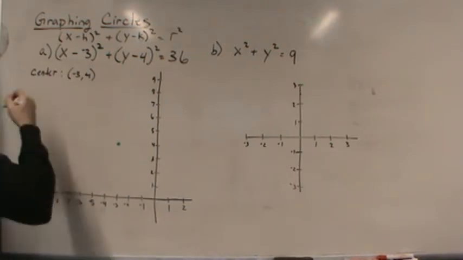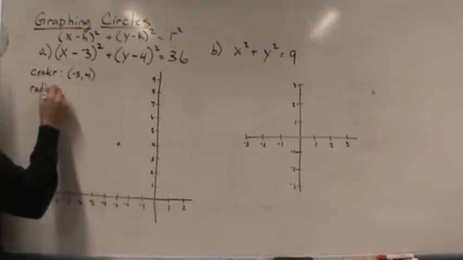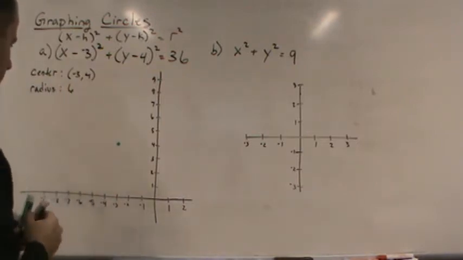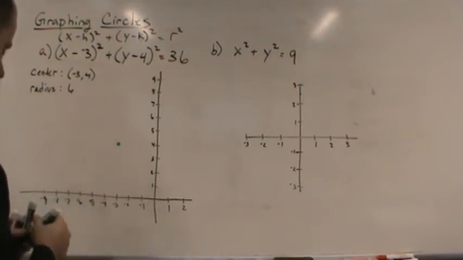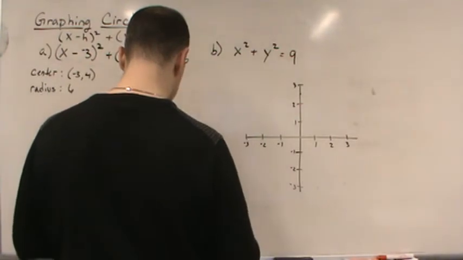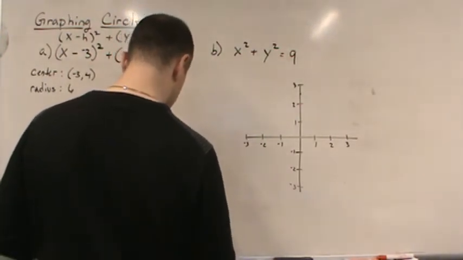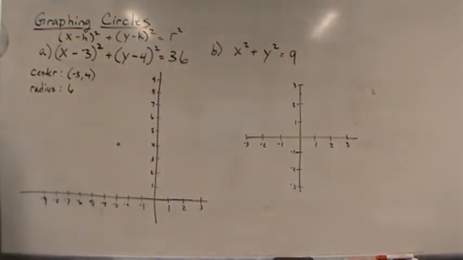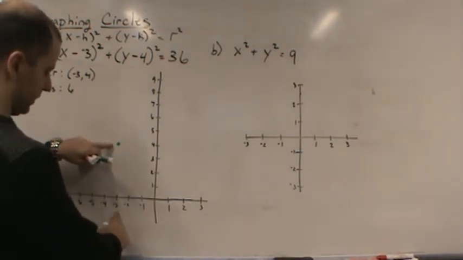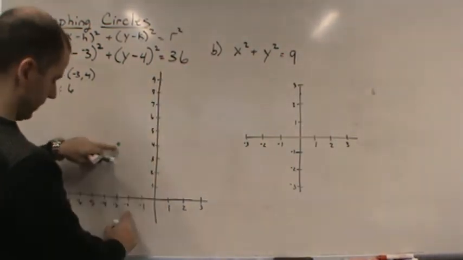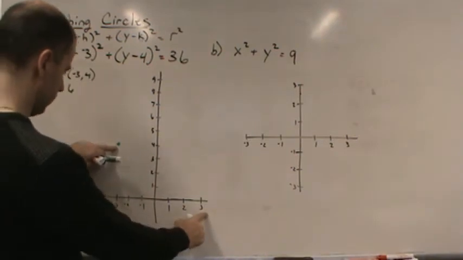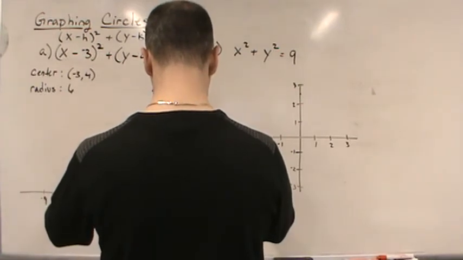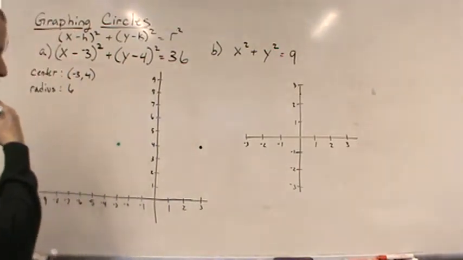So the radius is 6. Now what I'm going to do is plot points at different places so we can graph this. I'm going to go 6 units this way because the radius is 6. So I'm going to go out 6 units this way. That's going to put me at +3. So I'm going to put a point there. So that's on the graph.